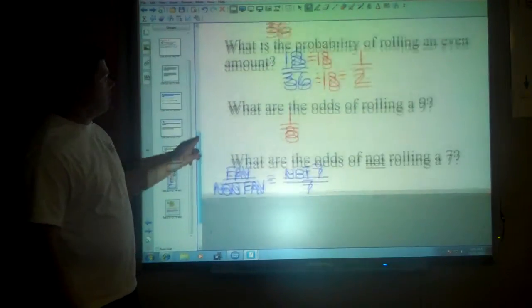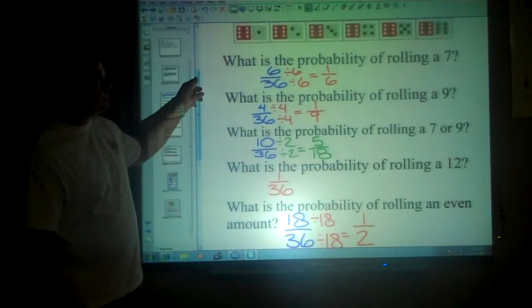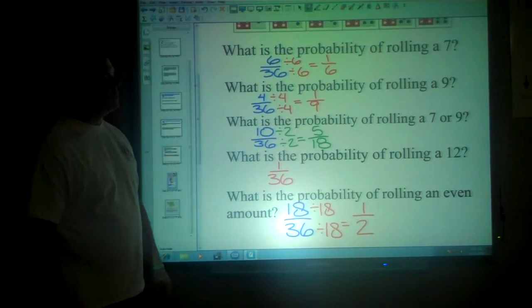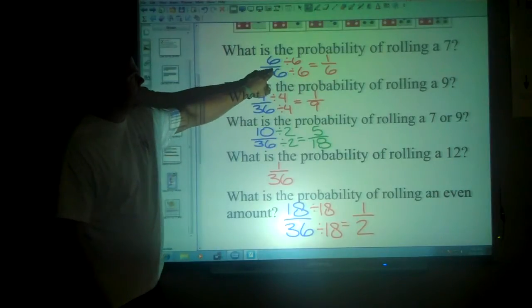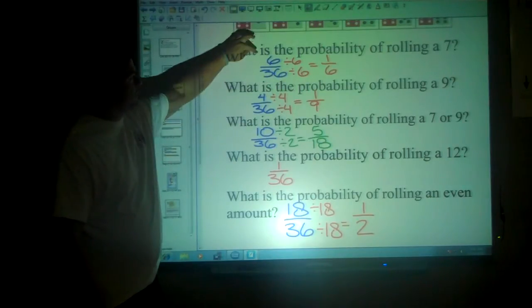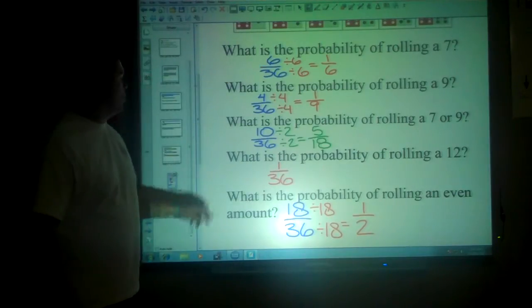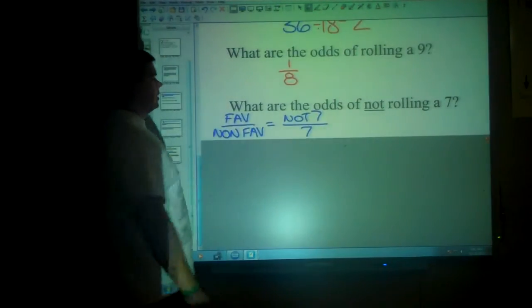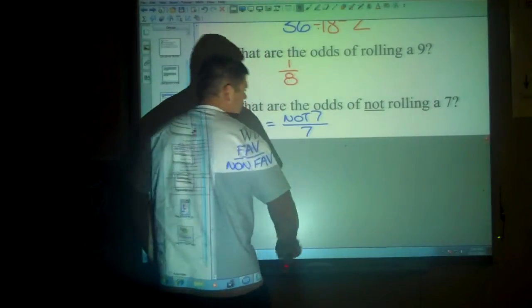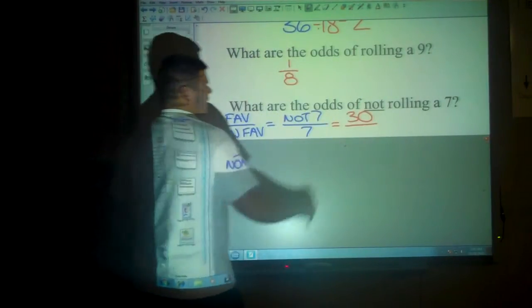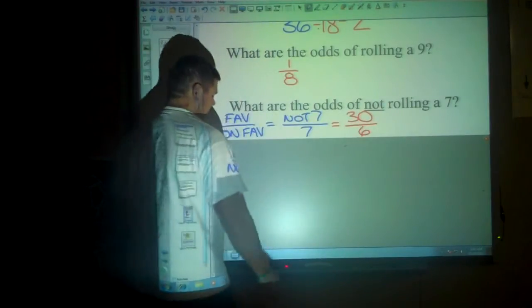So let's go back up here. Let's think about our 7s. There were 6 times that we rolled a 7. There were 36 possibilities, which means if there's 6 times that I could roll a 7, there's 30 times that I would not roll a 7. So you could say there's 30 times when I did not roll a 7, and there were 6 times where I did roll a 7.